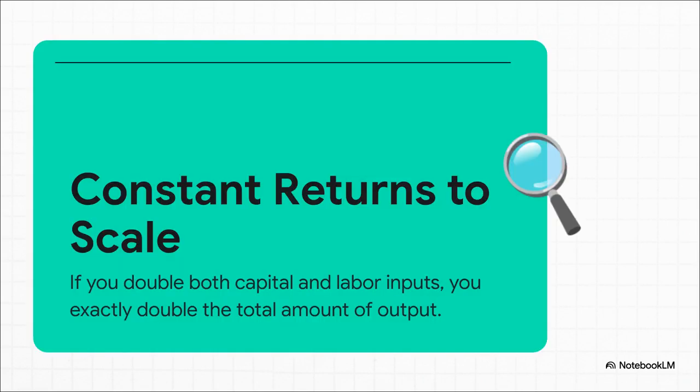Okay, the first rule is really intuitive. Constant returns to scale just means that if you scale up the whole operation, the results scale up perfectly with it. So if you double all your factories and you double all your workers, you get, you guessed it, exactly double the output. Simple as that.